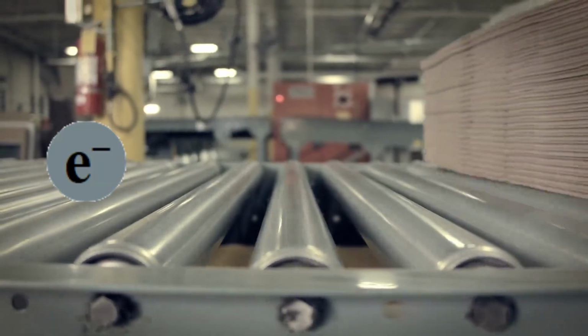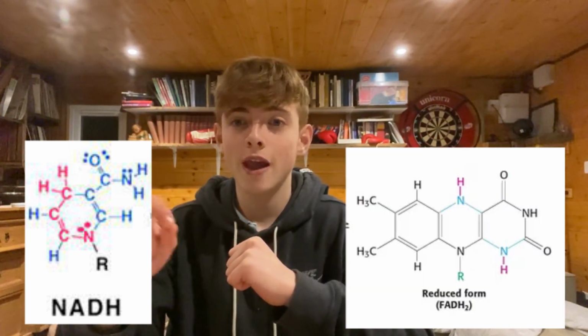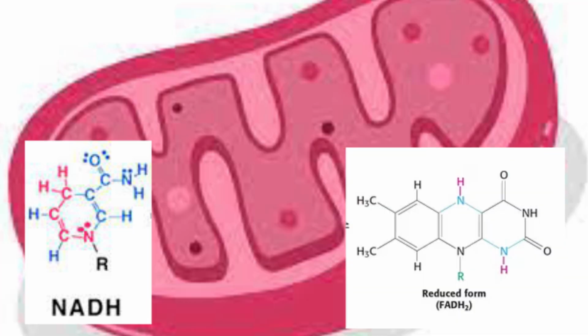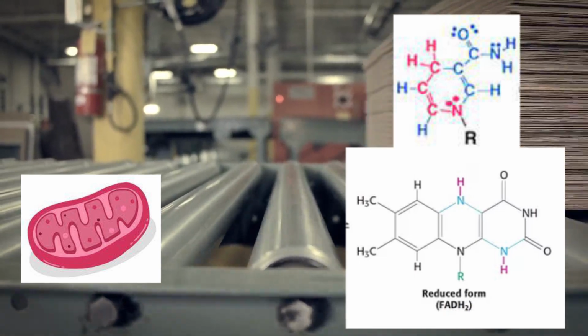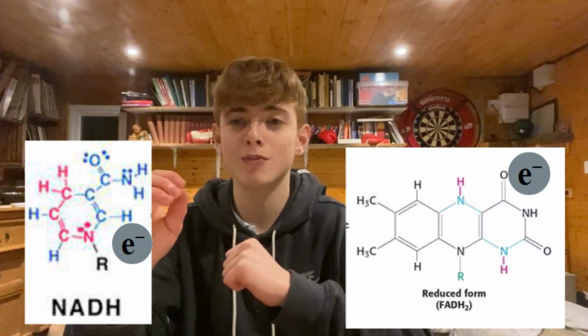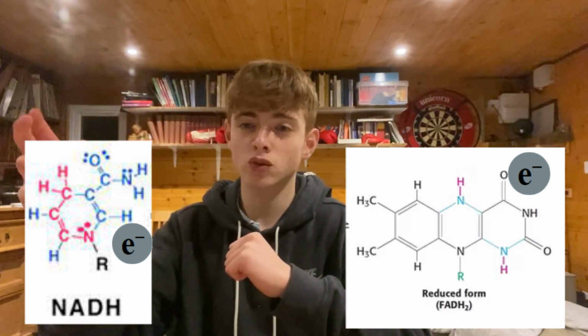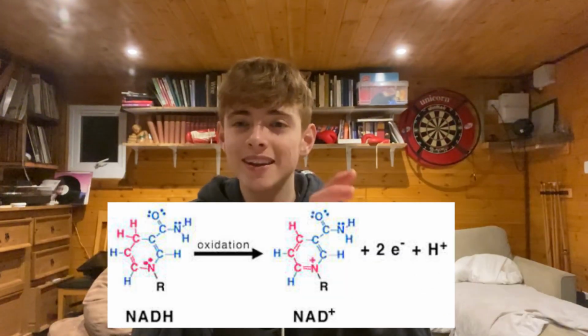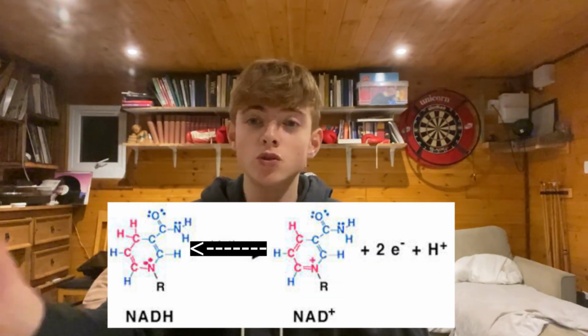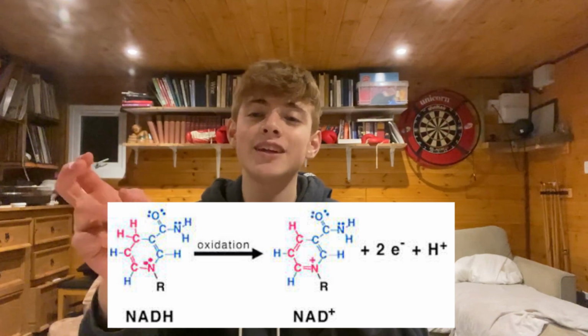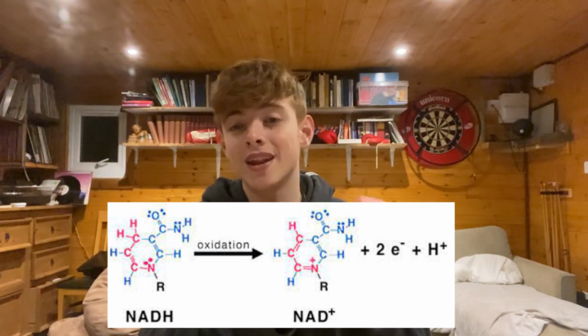But the electron transport chain starts with high energy reduced electron carrier molecules such as NADH and FADH2. If they're not already in the mitochondria, they're transported to the mitochondria, and that is where this process begins. These are reduced molecules, meaning they contain electrons. Reduction is the gain of electrons, so these molecules have been reduced. Say NAD+ has been reduced to form NADH, and NADH would have to be oxidized to form NAD+.